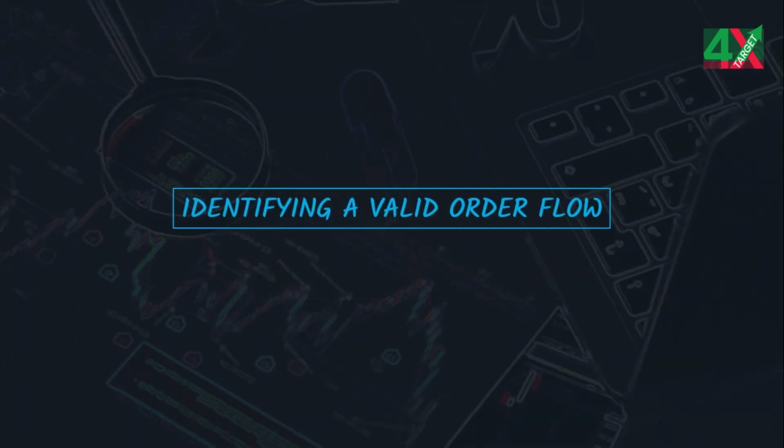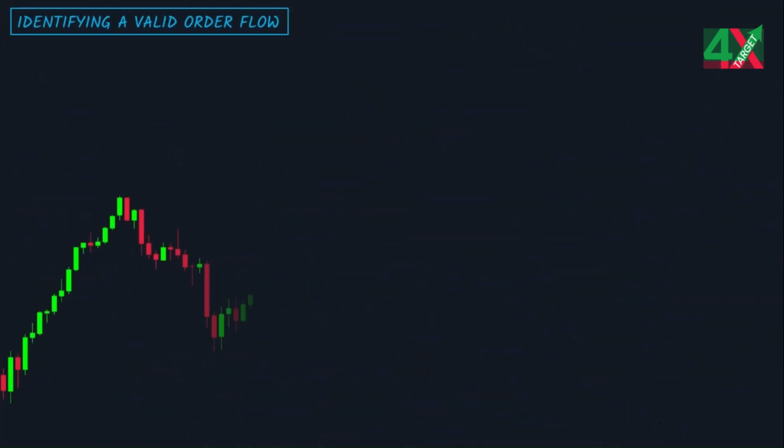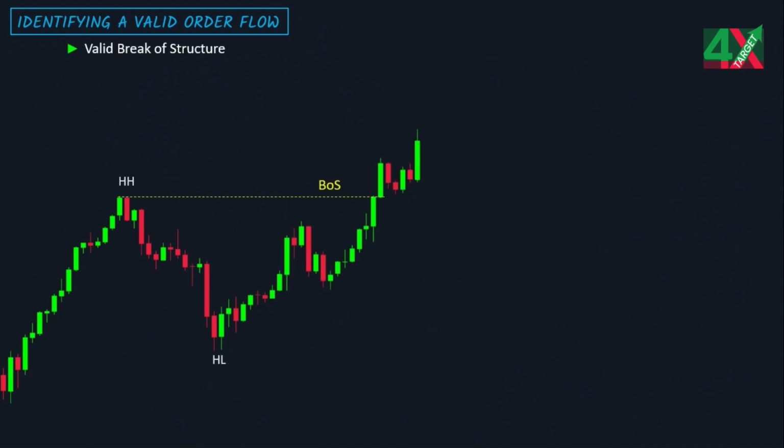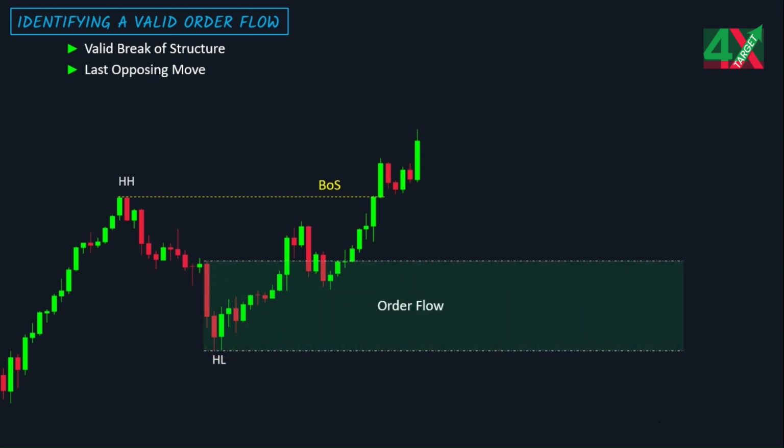To identify a valid order flow, the first requirement is a clear and valid break of structure. Without a confirmed break of structure, any order flow marking is premature and unreliable. Once the break of structure occurs, identify the last opposing price movement that led to the impulsive move. In a bullish break of structure, this would be the last sell move before the strong buy impulse. In a bearish break of structure, it would be the last buy move before the sell impulse.